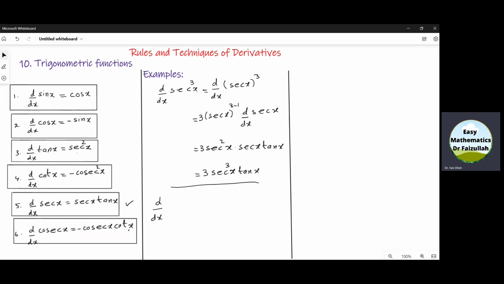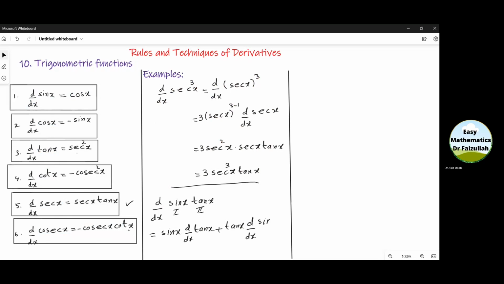in which we find differentiation of sine x into tangent x. Here we shall use the product rule. According to that rule, we write first function, differentiation of the second function, then plus second function, differentiation of the first function. And now let us use those formulas to find the solution.